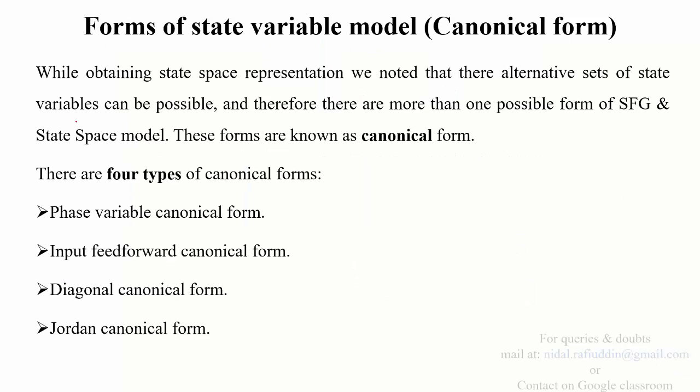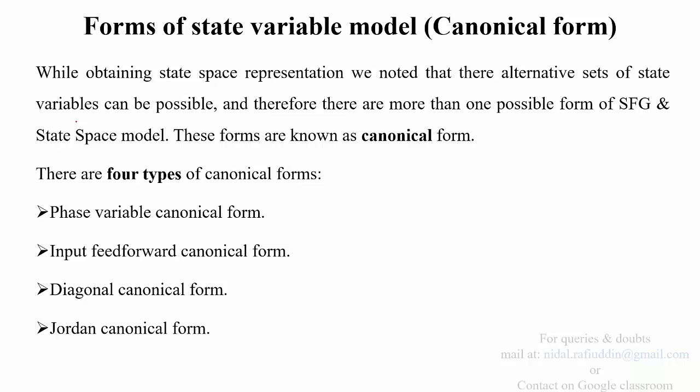And our next topic for today is the forms of state variable, which is the last topic, also called canonical form. While obtaining state space representation, we noted that there are alternative sets of state variables that can be possible. We saw this when we did a question where there could be 4 state variables or 3 state variables. That depends upon what type of approach you're going to apply.